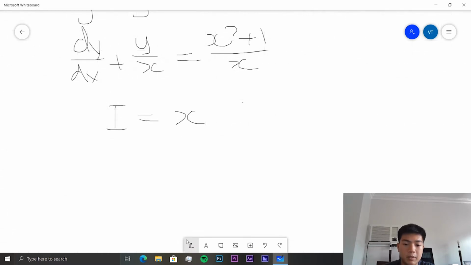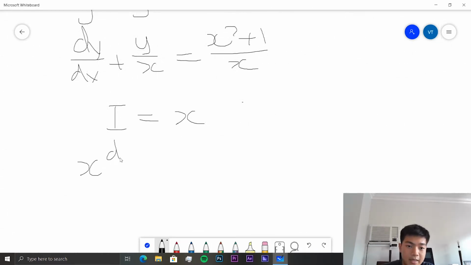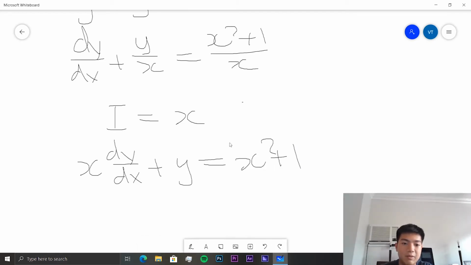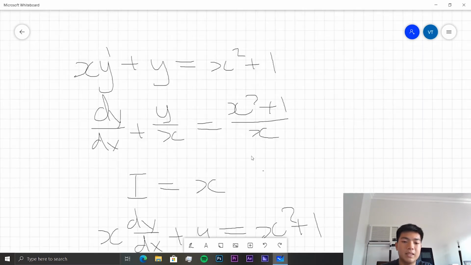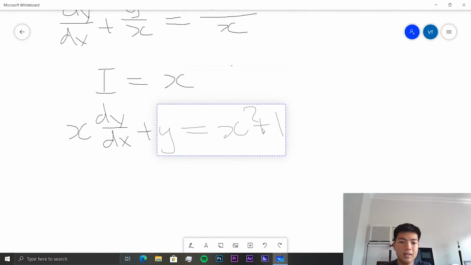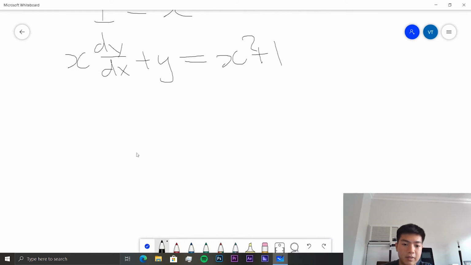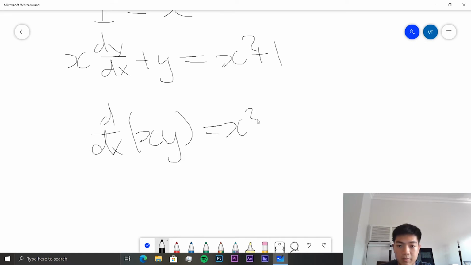So the integrating factor is x, and we need to multiply by it. If we multiply everything by x, we get x dy over dx plus y is equal to x squared plus 1. I think I just repeated myself there, since we could technically integrate this right away, but it's good to check. And so we know that this is the result of the product rule of d over dx of x times y, which is equal to x squared plus 1.